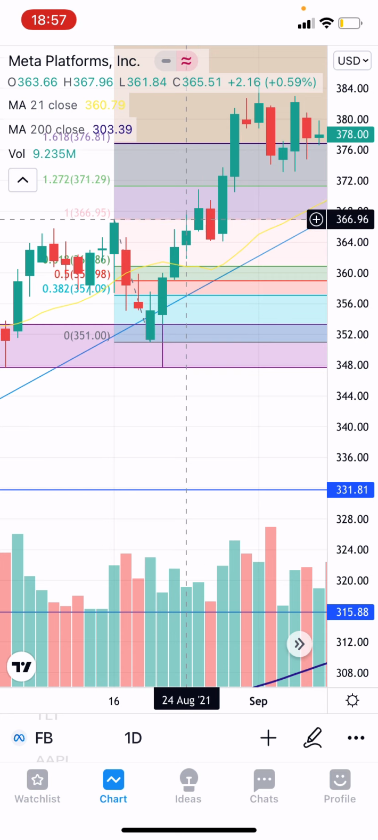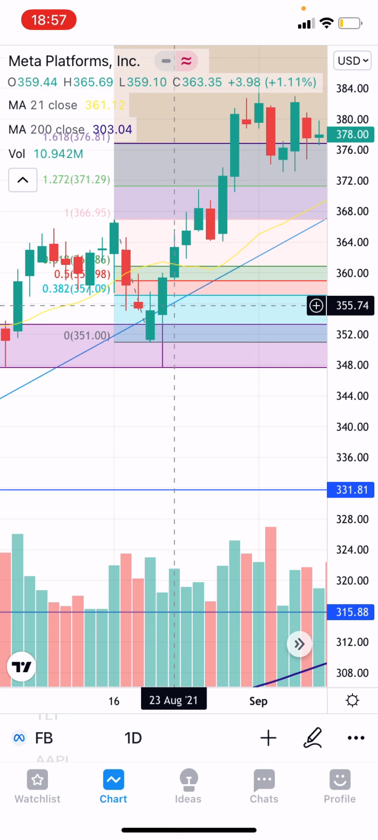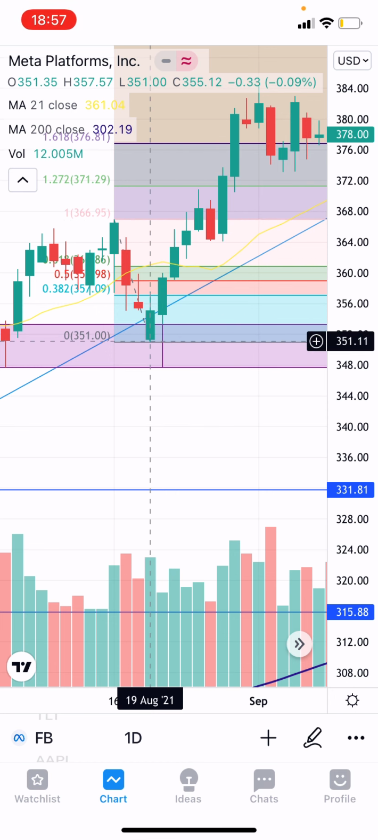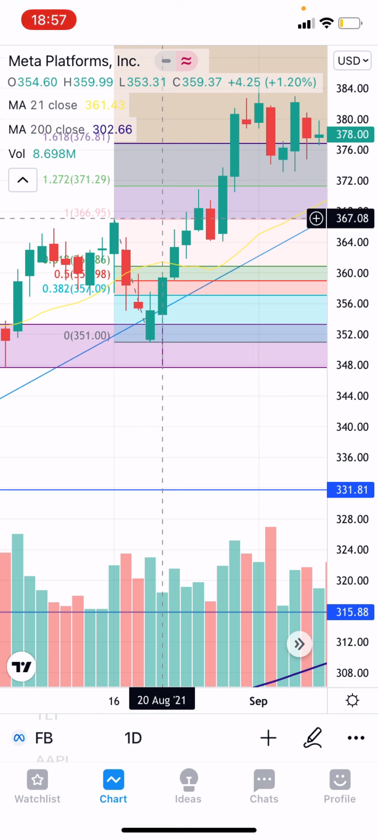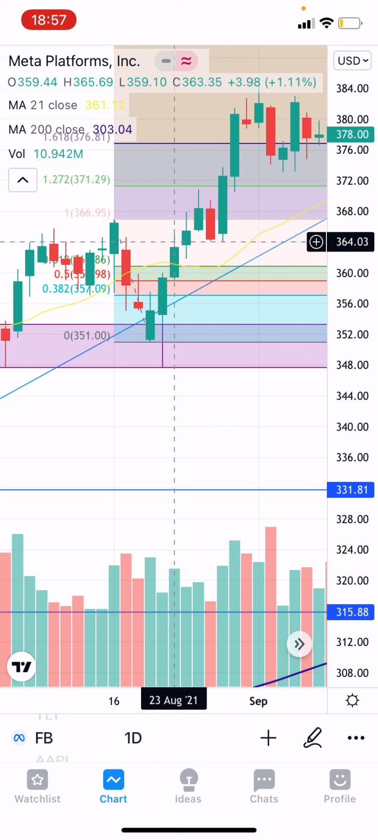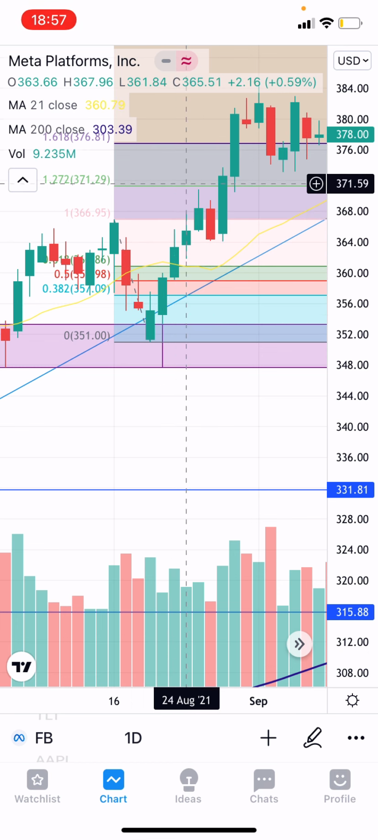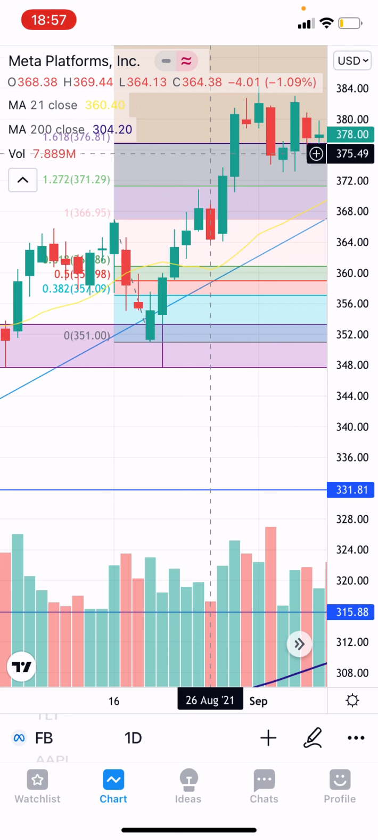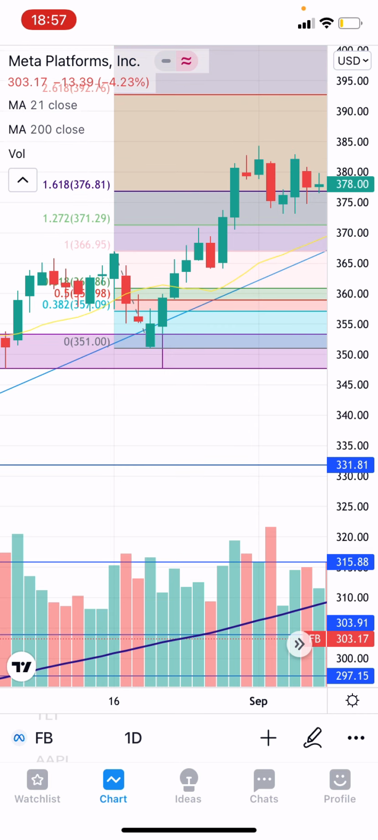If you entered here, you're already up from 350 to 367. This is a resistance level here, so you should really be trimming out here and bumping up stop losses, and then trimming more and bumping up stop losses further, because this often sees a reversal from this level. And then same thing here at the 1618. This is another area where you're taking profits and bumping up stop losses.